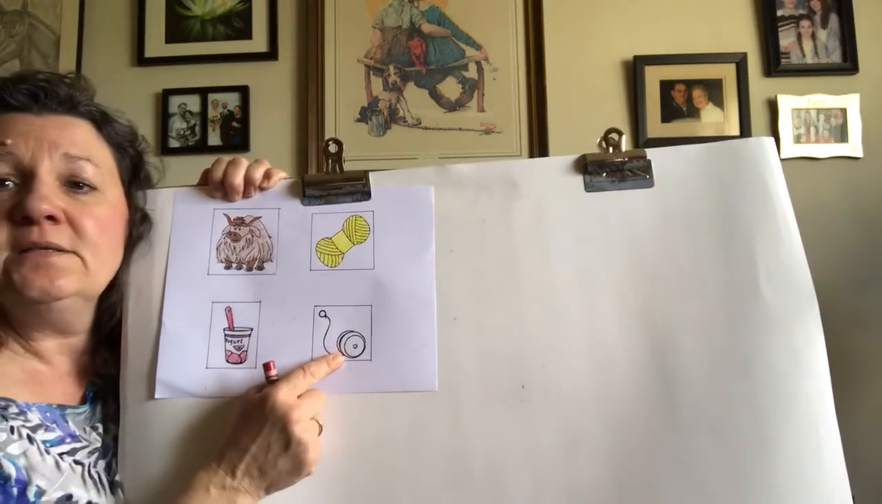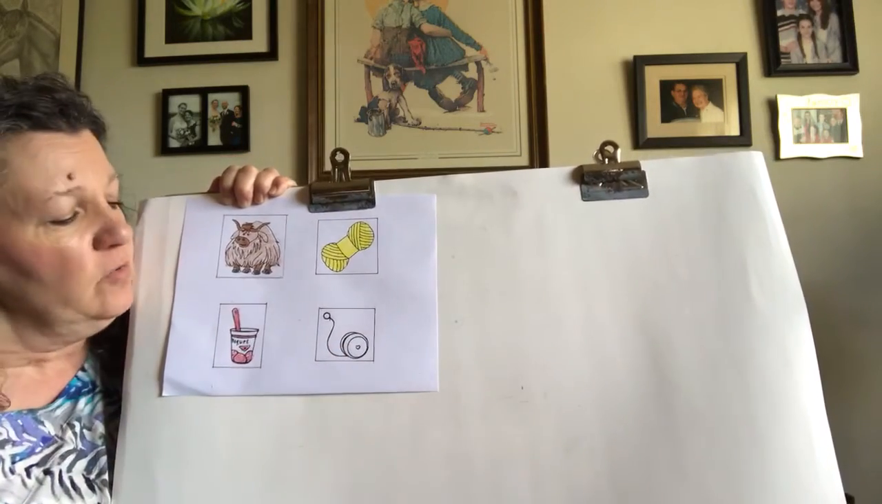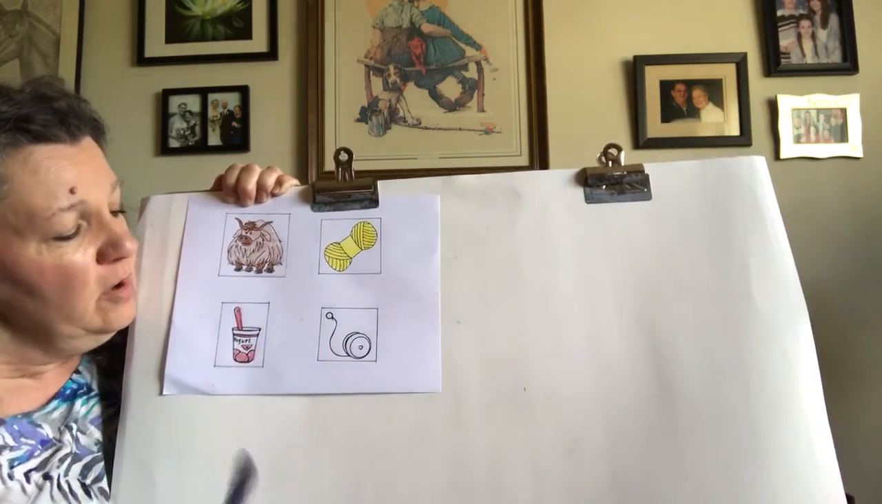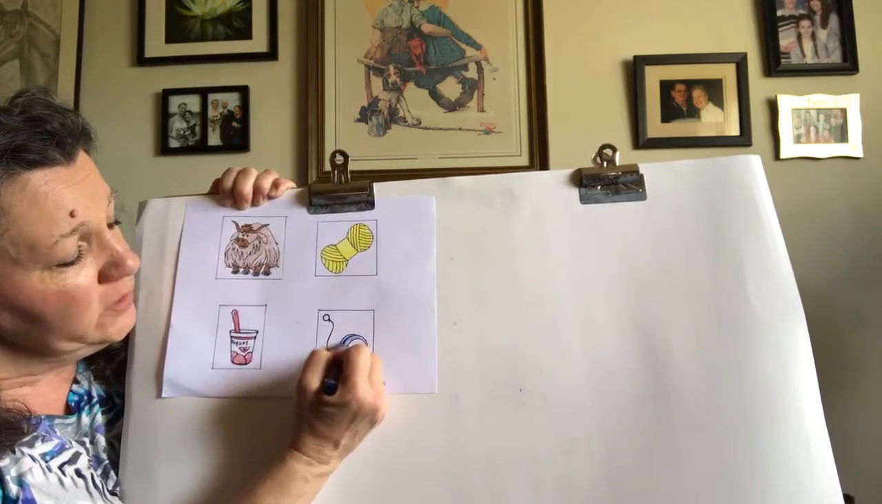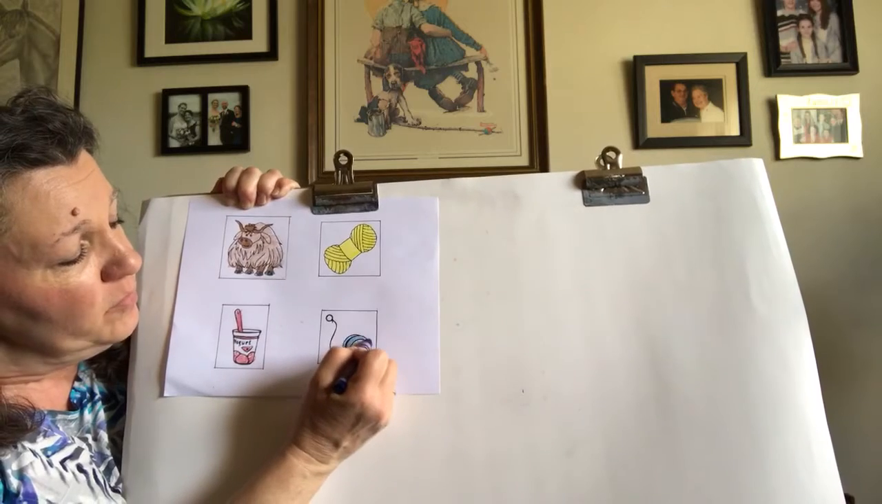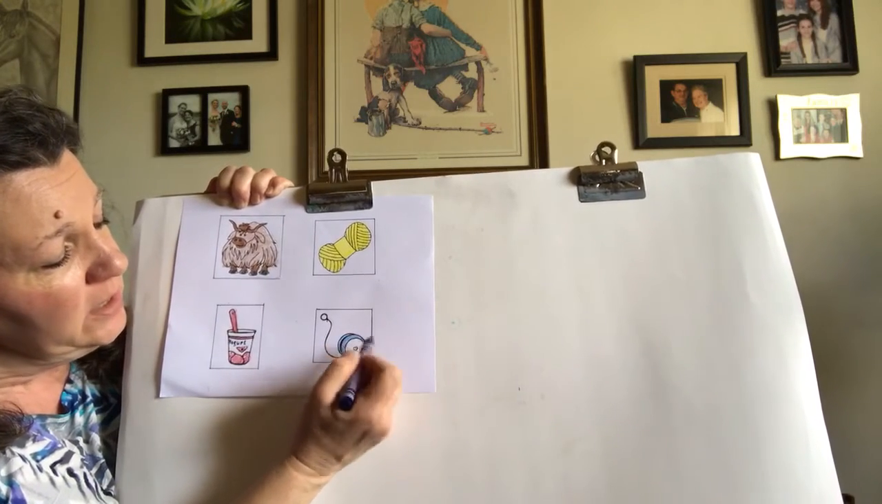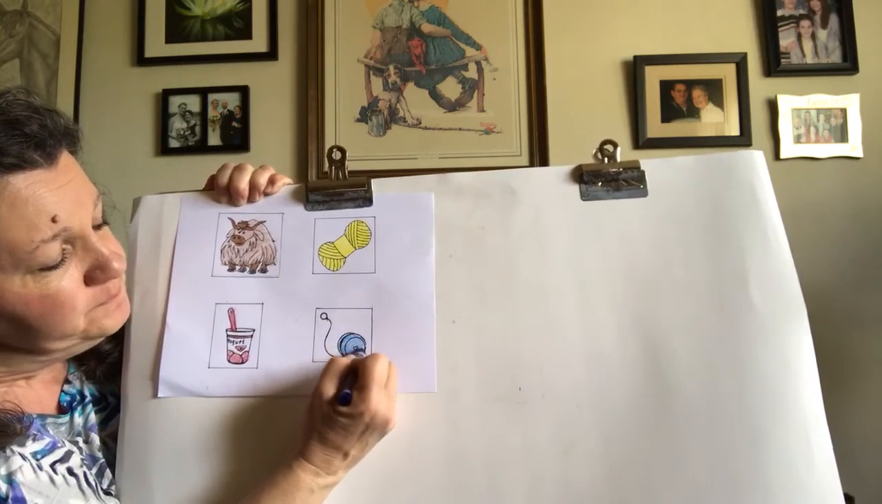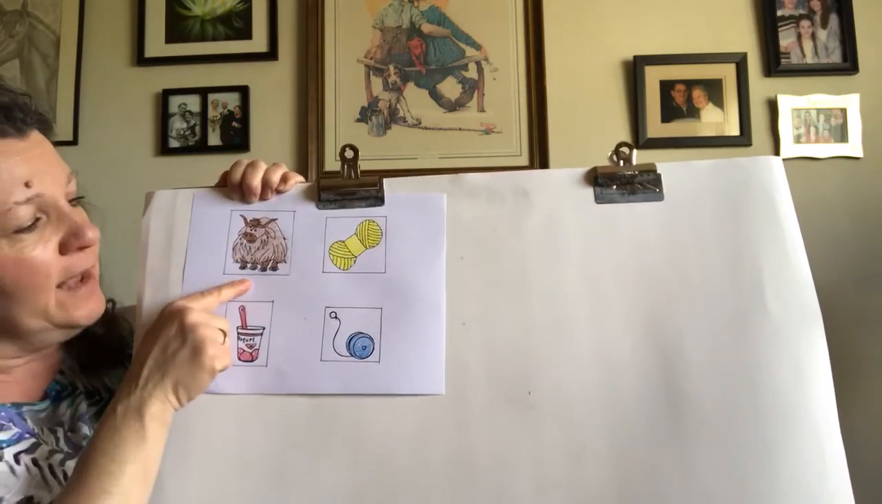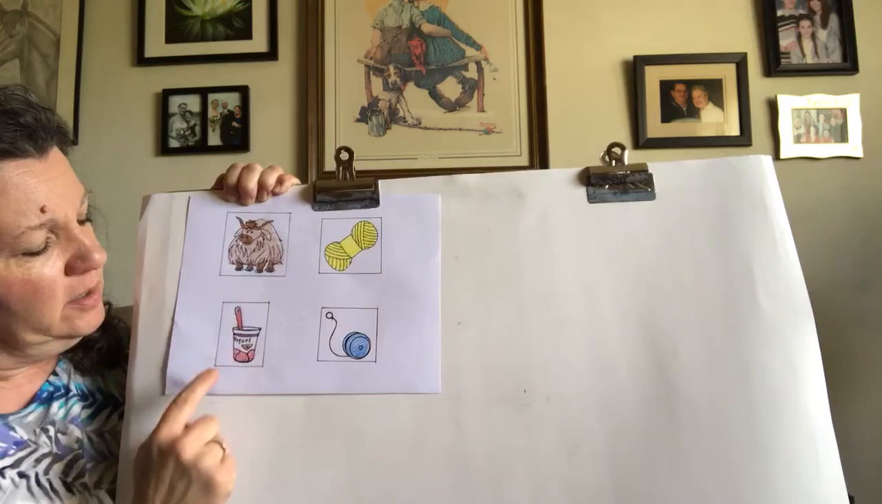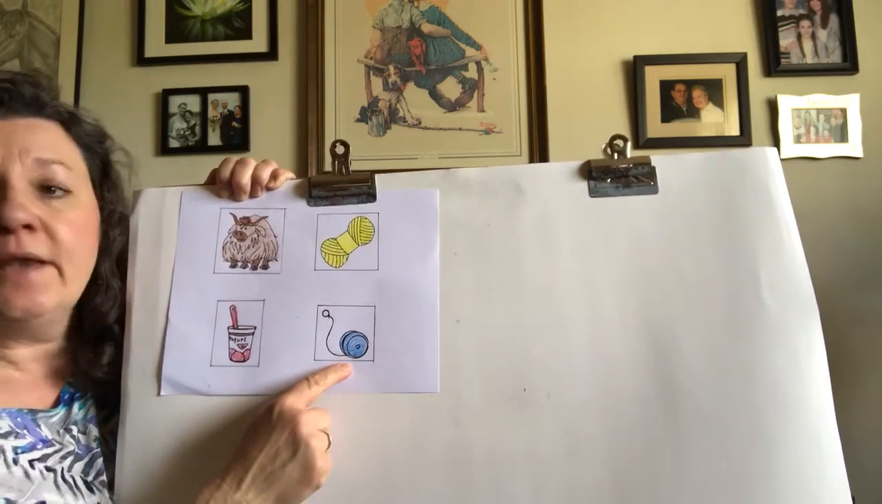And remember what that is? That's a yo-yo, okay? And you can make your yo-yo whatever way you want to make it. You want to make it different colors, you can make it different colors. You can make it all one color if you want. But it's your yo-yo. You can make it however you want to make it. Okay, so we have our yak, yarn, yogurt, and a yo-yo.